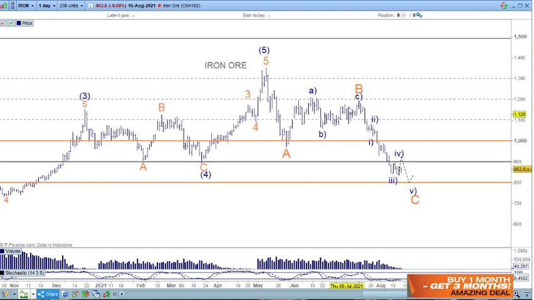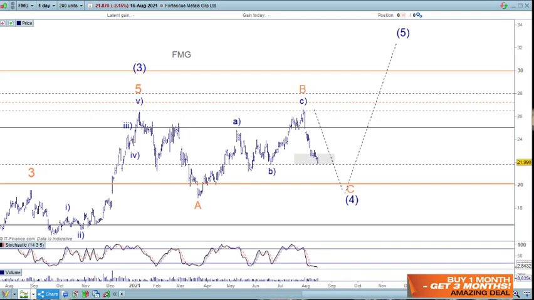But as an A wave and a B wave, and we're looking at 1 and 2 and 3 and 4 and 5, we're not finished here yet. I won't go into that at the moment. And this is what FMG and that are looking at as well. So let's have a quick look at FMG, if I can find it. There we go, Fortescue. So we're looking at wave 3 here.